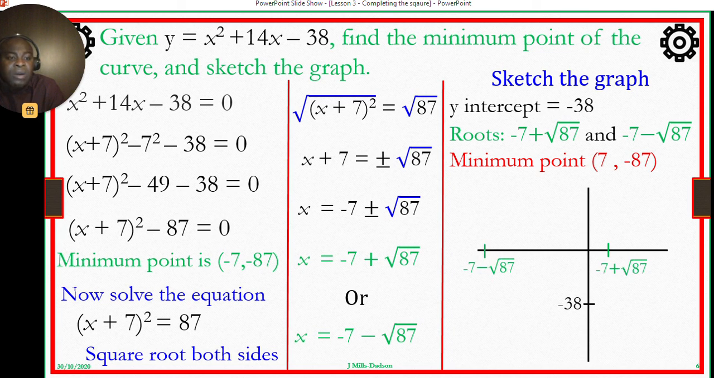Second is our roots. Now, you need to do a bit of computation here. Think of root 87. The closest square number is 81. And root 81 is 9. So -7 plus 9 is a positive number. That's why this mark has to be on this side. Now, if you take it to be roughly -9 minus 7, that is a negative number. That's why it's also on that side. So that's how you manage to know where your roots will be.